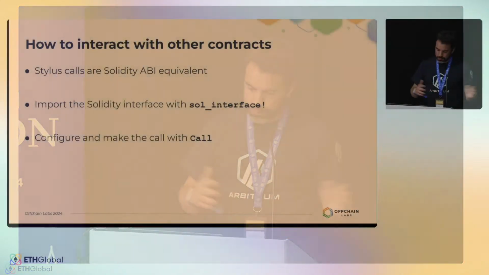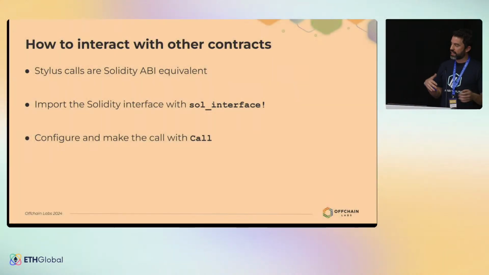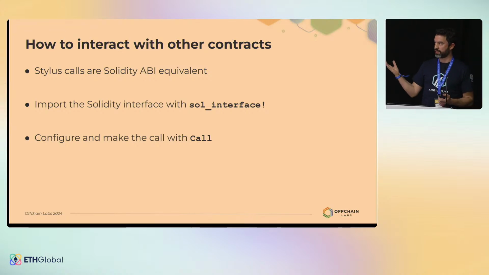Now, second part of the workshop: how to interact with other contracts. As we saw, we were interacting with the Rust contract that we just deployed as if it was Solidity. This happens because these Stylus calls are Solidity ABI equivalent, meaning that you just need to know the signature of the function that you're going to call, and that's it. You don't need any implementation details. The way you interact with other contracts is actually the same as in Solidity.